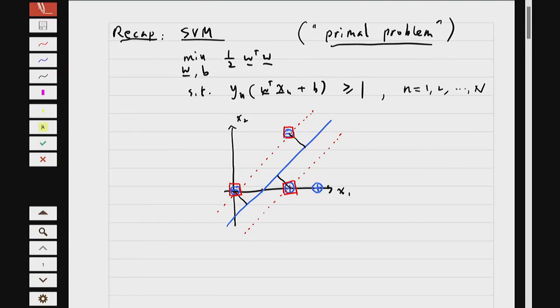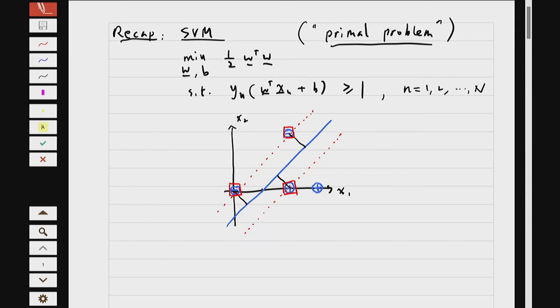And in an informal way, we say that the points that sit right on top of the boundary of the margin are called support vectors, in the sense that they support this boundary. They hold the boundary in place, hold the entire margin in place. They are the so-called support vectors.